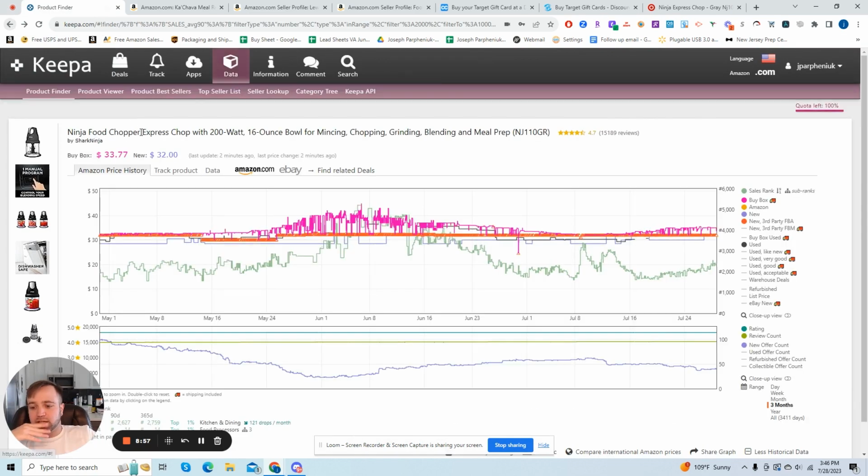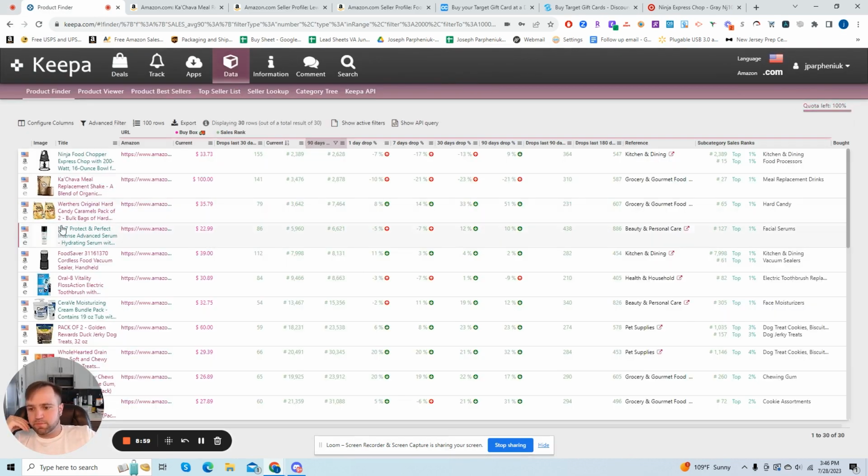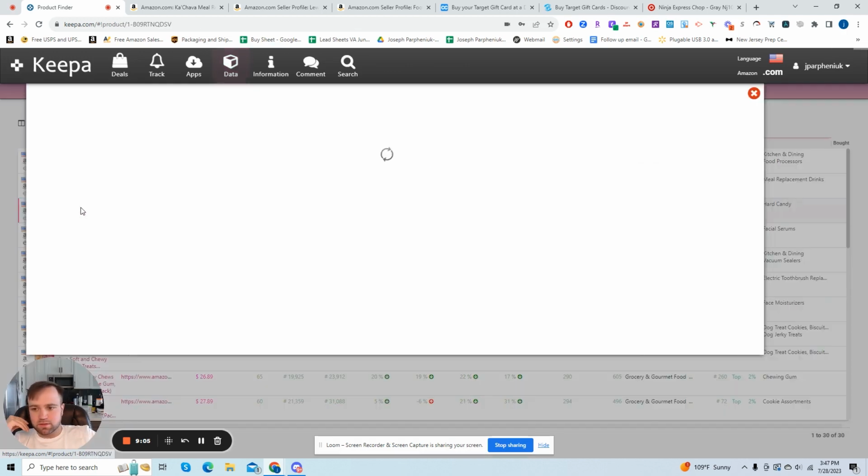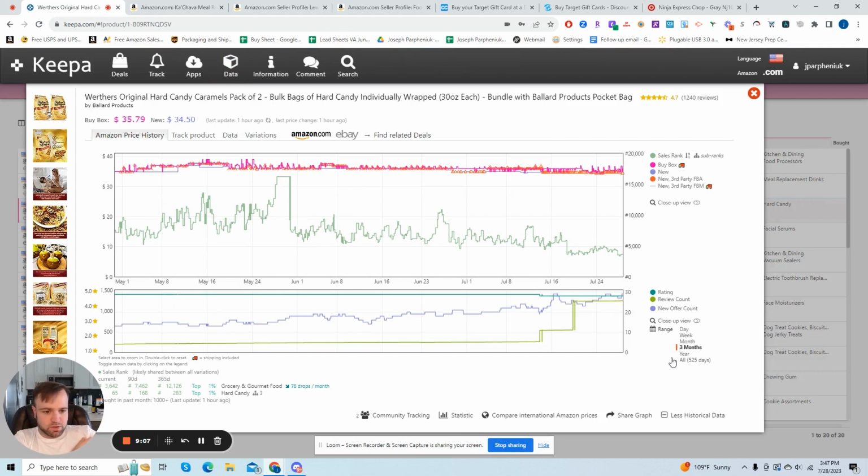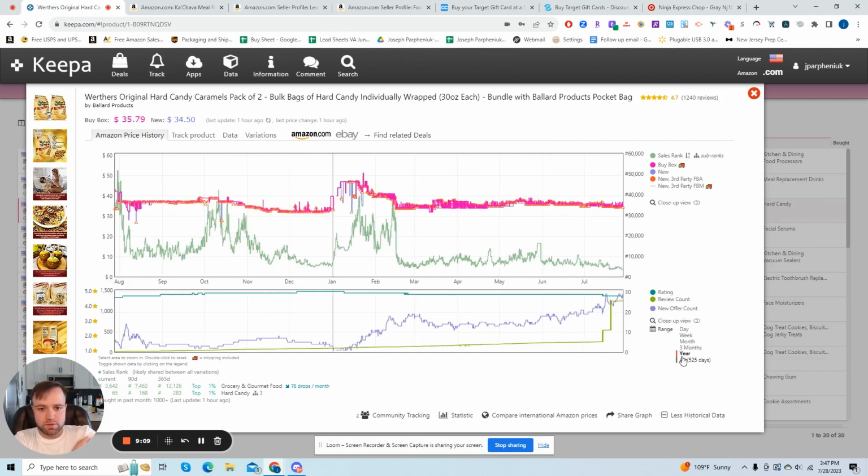And you go back to get back to our search history. So we're going to look at, let's see, is this meltable? No, this is not meltable. So very consistent Keepa. This looks like it has potential here.